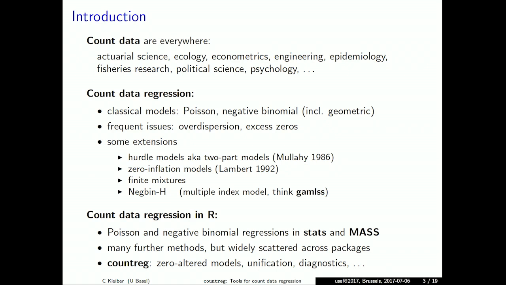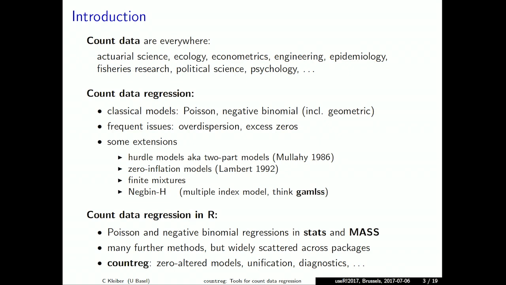And the typical extensions for this type of situation are hurdle-type models or zero-inflation models. Depending on the area of application, people will more or less exclusively use zero-inflation models. In other areas, they will more or less exclusively use hurdle models, but these are the typical extensions for excess zeros. You can also extend models using a mixture approach, so finite mixtures of counts, that's also an option. And you can also extend by modeling all the parameters of a distribution, which for a negative binomial would mean you model the shape parameter of the distribution. So this is something along the lines of the gamlss package that many of you will know.